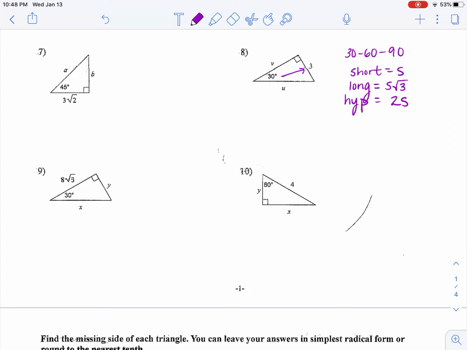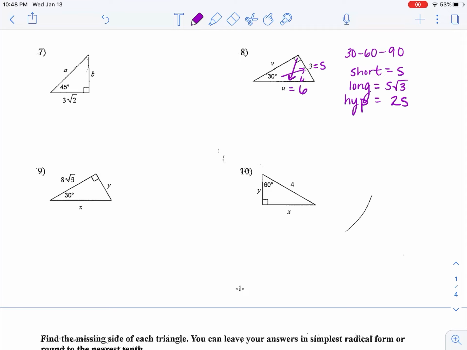So like I said in problem number 8, we know the short leg. It's always across from the 30-degree angle, so we know that S is equal to 3. Across from the 90-degree angle, like I said a minute ago, will never change. That's always the hypotenuse. So if you double a 3, you get 6.